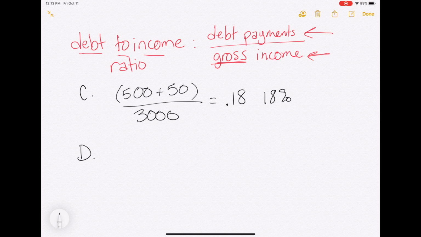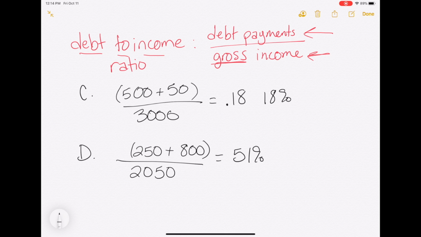So go ahead and do D on your own, and I will do it as well so you can check your answer up above. So this person has debt of 51%. So this is bad financial health. She needs to get out of some of her debt.